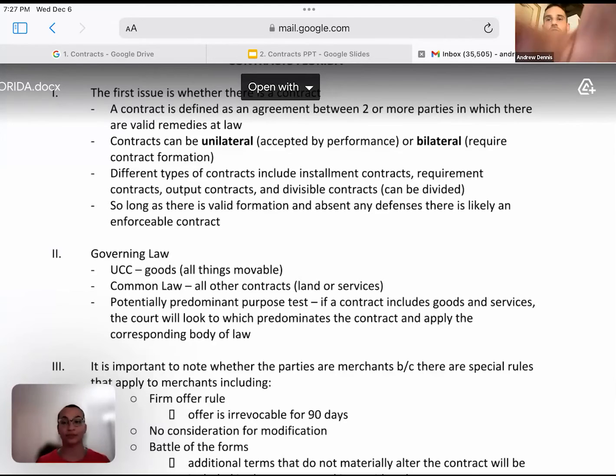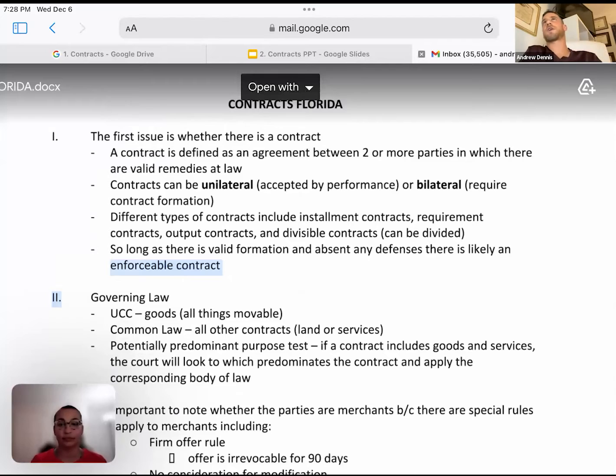That's definitely the goal. So far, the first issue is whether there's a contract. A contract is an agreement between 2 or more parties in which there are valid remedies at law. There's different types of contract: unilateral, which can be accepted by performance, or bilateral, which requires contract formation. Different types of contracts are installment contracts, requirements contracts, output contracts, or divisible contracts. Here, it seems that there's a bilateral requirements contract absent any valid defenses, and so long as there's valid formation.